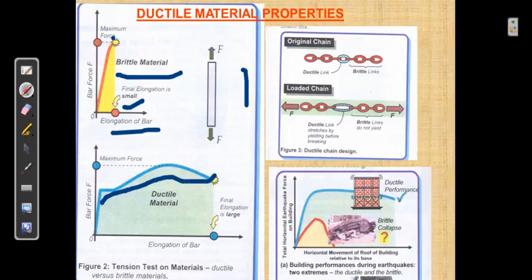Okay, so loaded chain here. Original chain. This is the loaded chain. Okay, this is the ductile link. The brittle links, but it does not yield in the loaded chain.